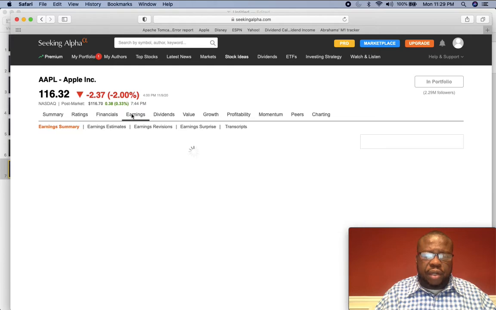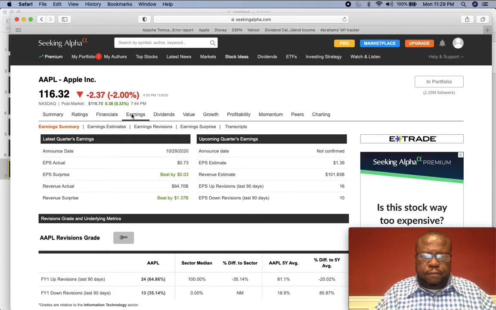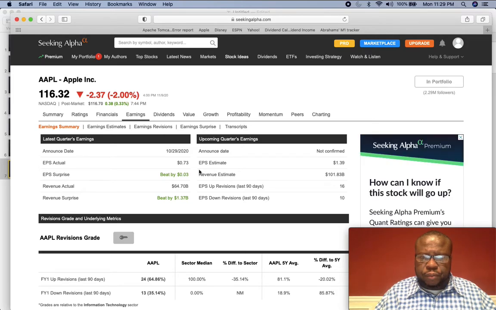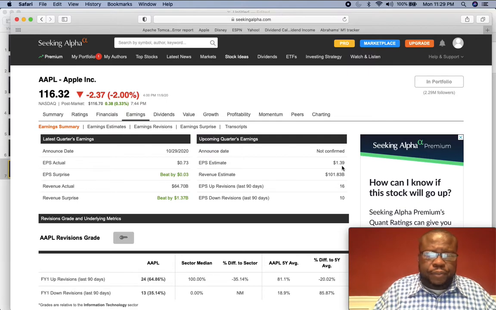So let's look at the earnings. So they're paying out 20 cents in dividends, right, per quarter. The actual earnings is about 73 cents. And the estimated upcoming earnings is almost $1.40. And they're only going to pay out 20 cents. So you see the cushion they have, right?